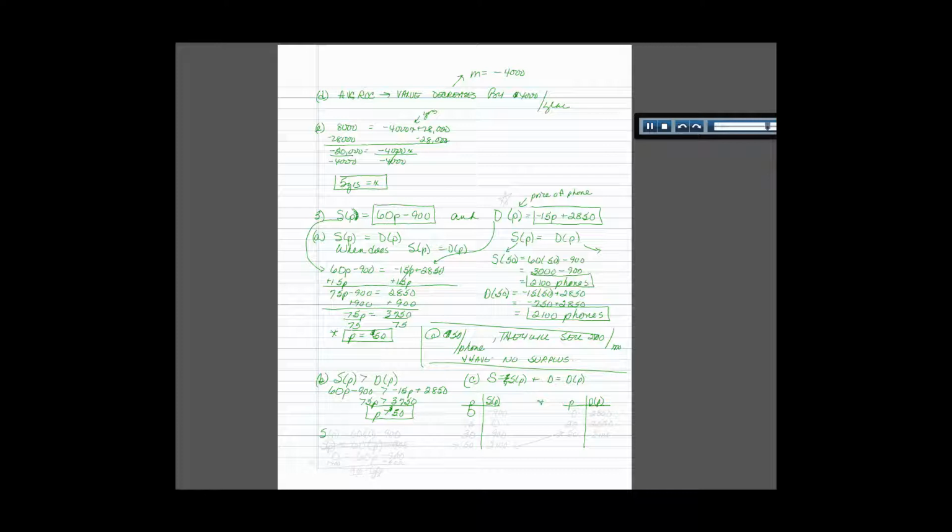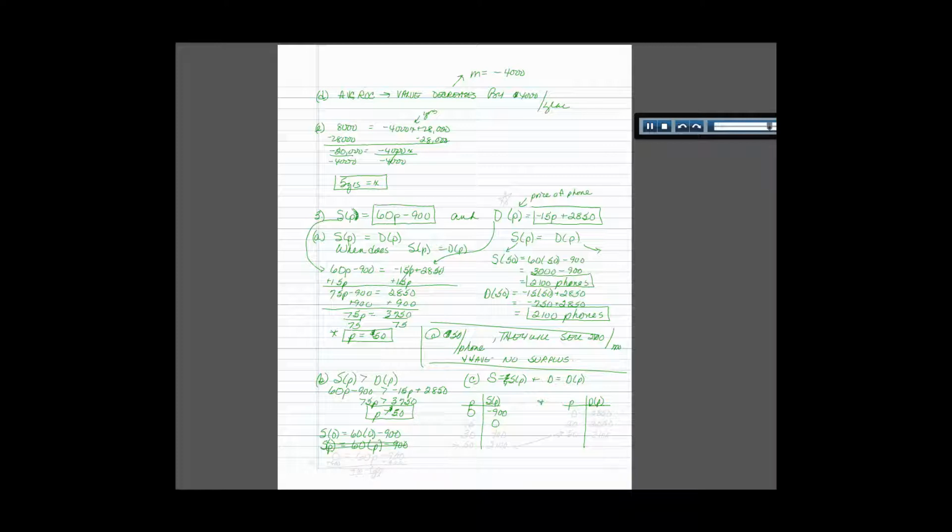So if the price was 0, if I put a 0 into that supply equation, S of 0 equals 60 times 0 minus 900, we would get negative 900. That doesn't even make sense. If I put a 0 in here, which is going to be my x-intercept, I would have S of P, because I don't know what it's going to be, equals 60p minus 900.